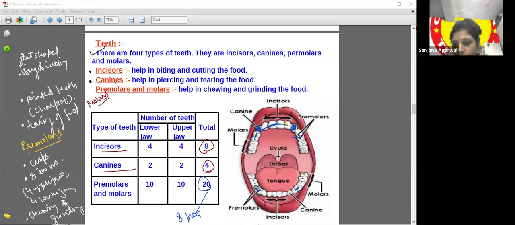Next, last set is molars. Molars are also present with the cusps, right? First point, these are usually the teeth with cusps. Second point, out of 20, if 8 are premolar, then left over 12 are molars, 12 in number. 6 upper jaw, 6 lower jaw.